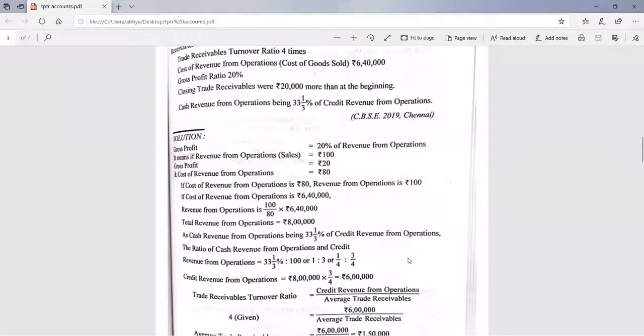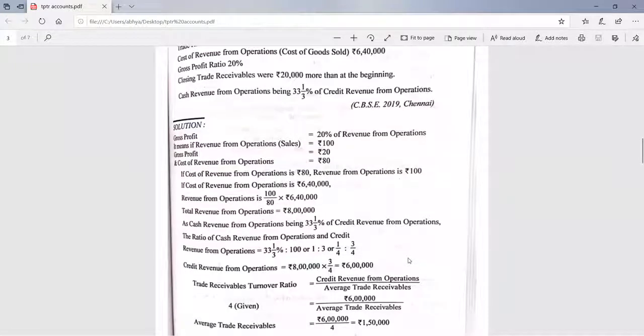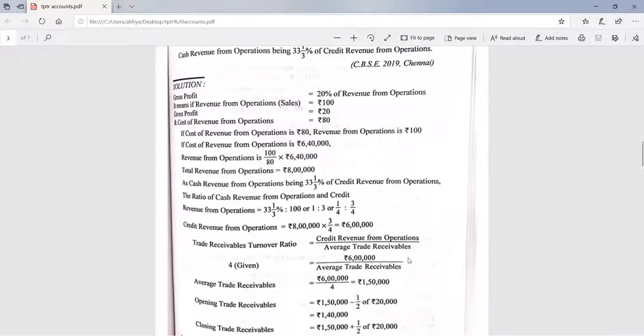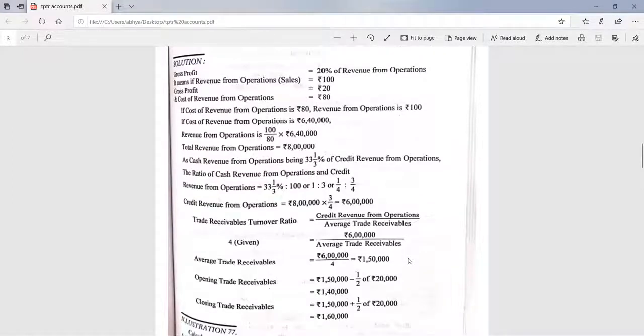Now it is mentioned in the question that cash RFO is 1/3 of credit RFO. So we'll be making an equation. We can take credit RFO as X and cash RFO will be X by 3, and total RFO, which we have already calculated, is 8 lakh. So we will be making the equation X plus X by 3 is equal to 8 lakh. Finding out the value of X, we will be able to find out the answer, and we have to just put the values.